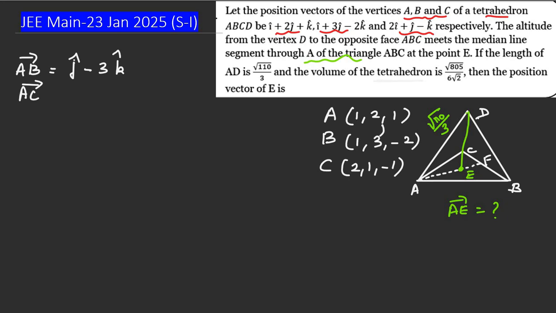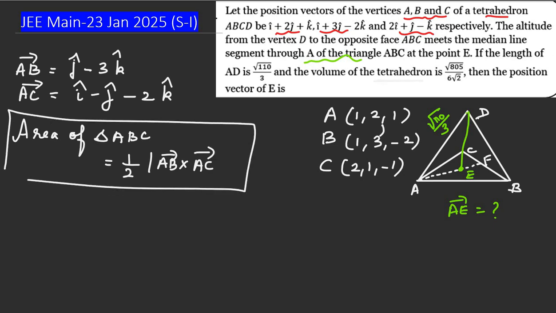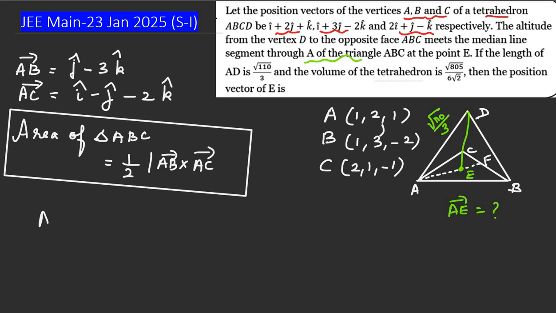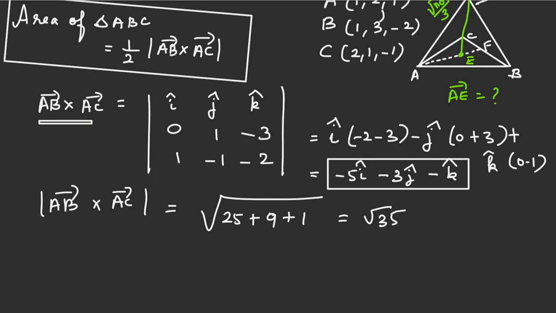We want to find the volume of a tetrahedron. Since the base is in the form of a triangle, the area of the triangle ABC is equal to half into mod of AB vector cross AC vector. So we find AB vector cross AC vector. The modulus of AB vector cross AC vector is equal to root of 25 plus (-3) whole squared plus (-1) whole squared, which is equal to root of 35 units.